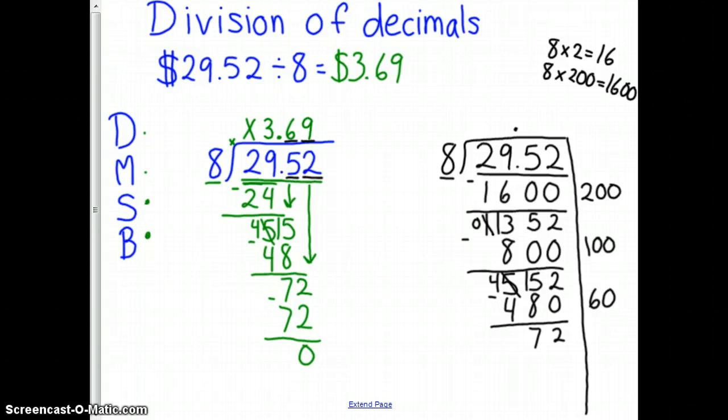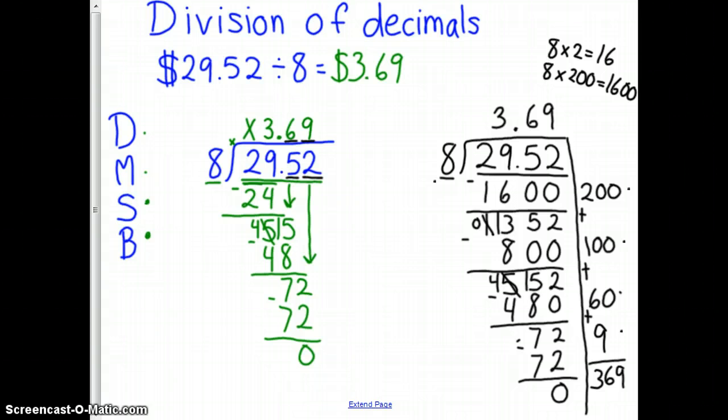Now I have 72. I know that 8 goes into 72 9 times. 9 times 8 is 72. So I subtract and I get 0. Now I have to add up my partial quotients on the side. 200 plus 100 is 300. 300 plus 60 is 360. And 360 plus 9 is 369. I put that up on top and I get 3.69.